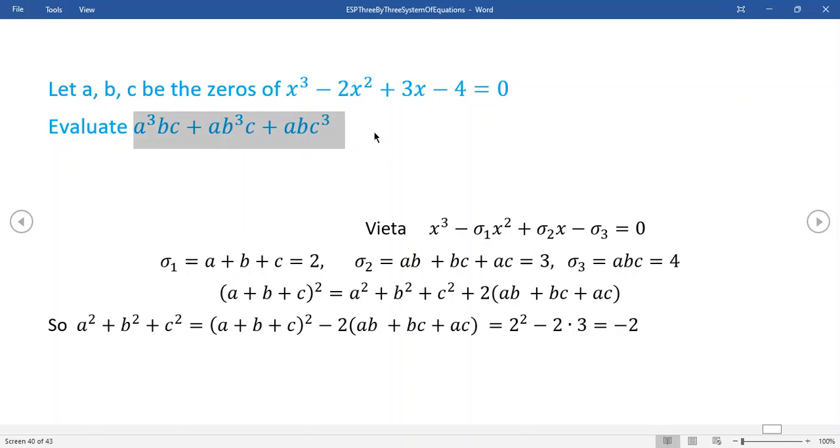Technically, you could use Cardano's formula, find A, B, and C, and do this the long way, or you could use this approach attributed to Vieta. Now, just a little bit of information on this result right here. These minus signs alternate in front of these values, sigma 1, sigma 2, and sigma 3. I'm using slightly different notation. These are called the ESPs, the elementary symmetric polynomials.